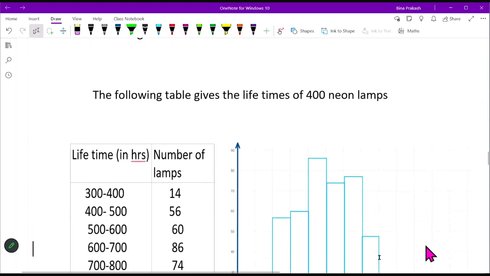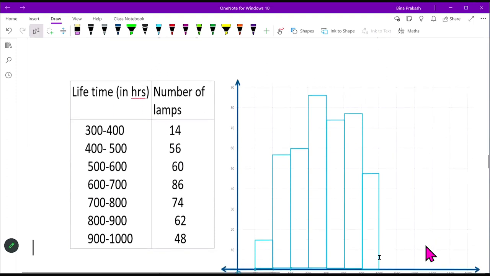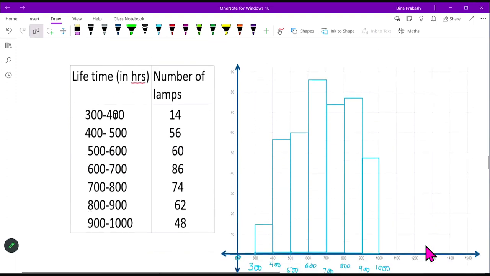Now this is again an example where the lifetime of neon bulbs is expressed. The number of bulbs which burn for 300 to 400 hours, which run for 400 to 500 hours, which run for 500 to 600 hours, that is what we have in this table. Here also we find that the intervals are uniform and they are all continuous. It is from 300 to 400, then 400 to 500. So both the conditions required for a histogram are there.